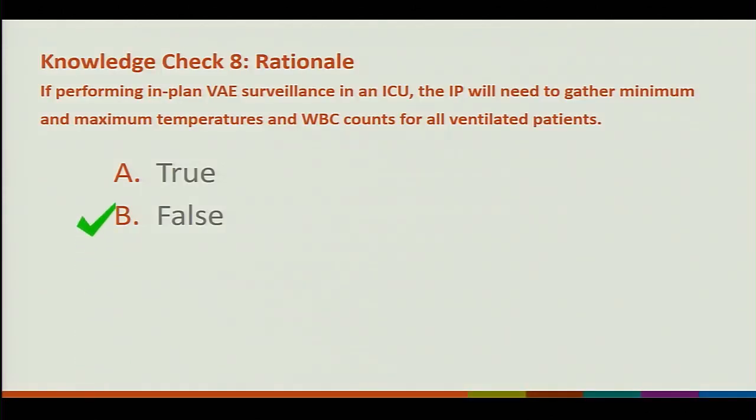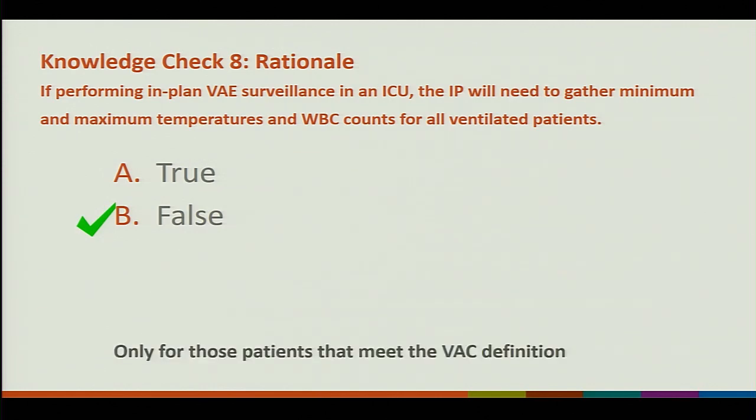Yeah, it's false, and most of you selected that. Remember that the VAE algorithm is progressive. If I'm conducting VAE surveillance, there is no need to routinely gather additional information on ventilated patients. You only look for temp and white blood cell count once the VAC has been met, and you only look for administered antimicrobial agents once the temperature and white blood cell criteria have been met.